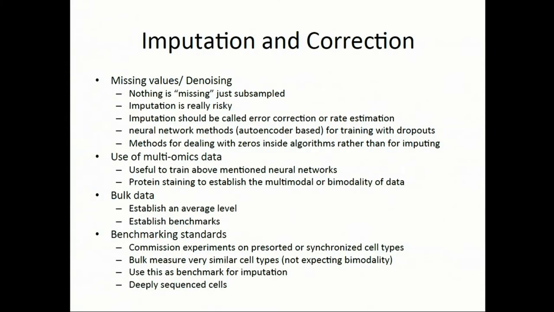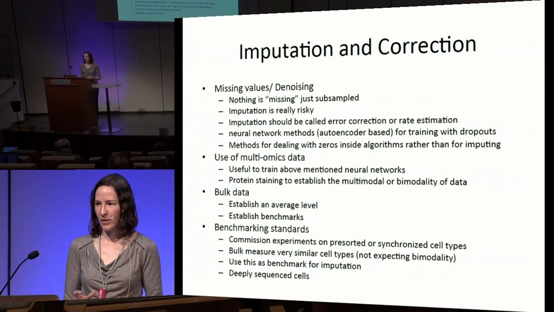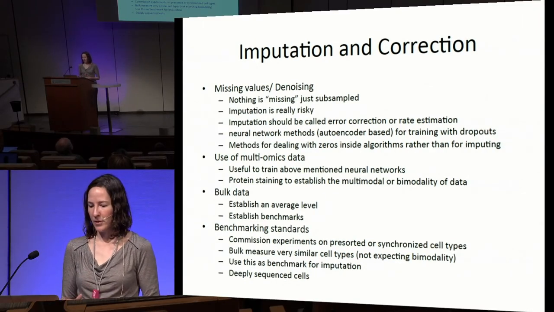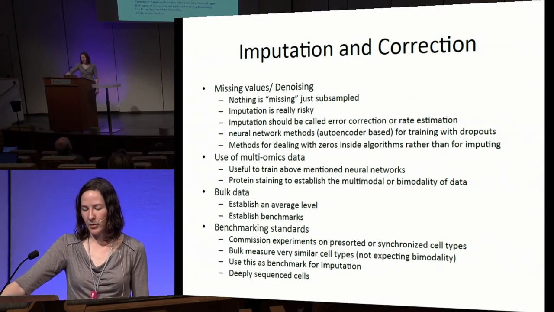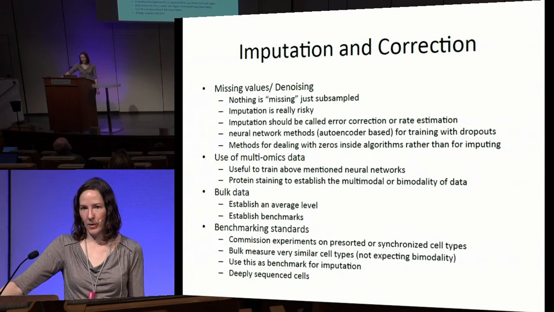And I think that brings us to a really important question that we debated a bit, which is imputation and correction. So again, we're going to have lots of zeros, but one perspective is that there's actually nothing missing, right? It's not missing, it's subsampled. So we're getting some number of reads, and we simply don't observe reads for some genes. That's not the same as missingness. However, we do have potentially greater uncertainty around those values that are zeros. So one perspective is that imputation here is really risky. We can introduce bias into any of the methods that we apply, into any of the conclusions that we make by imputing our data.